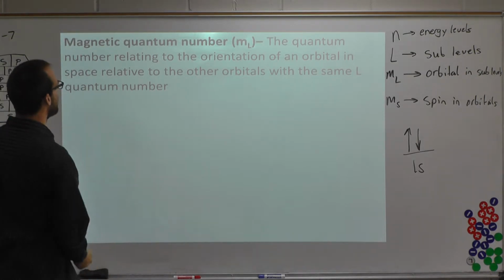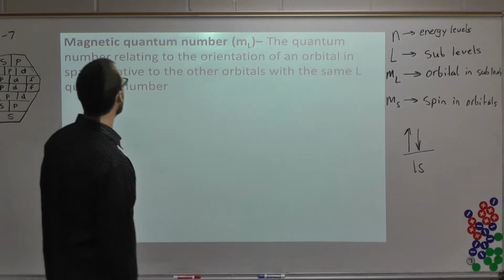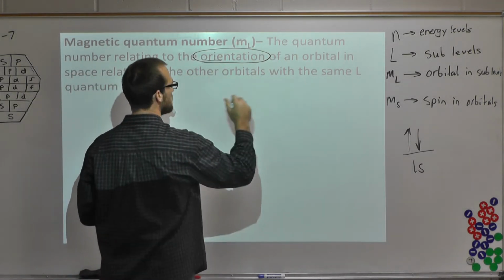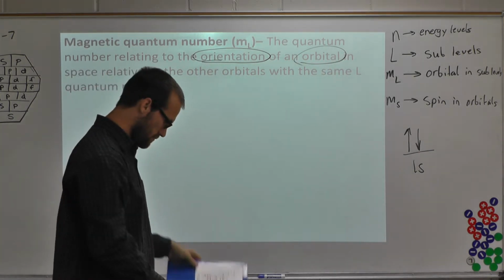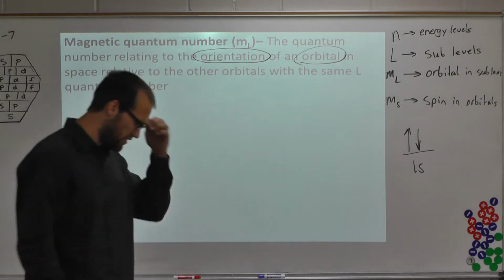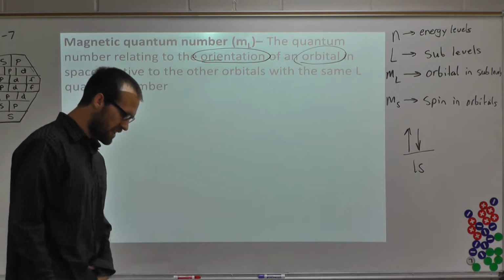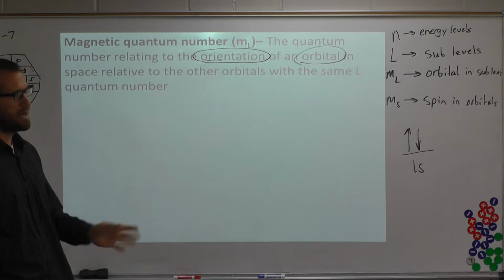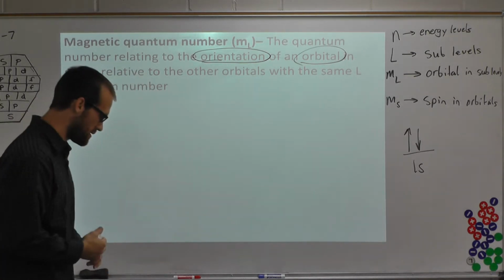Okay, so this is what I was referring to, the magnetic quantum number, that would be ML, is referring to the orientation of the orbitals. So I want you guys to open up your books to page 304. There's a table on here that is pretty helpful, that kind of has all of the things on it except for MS.